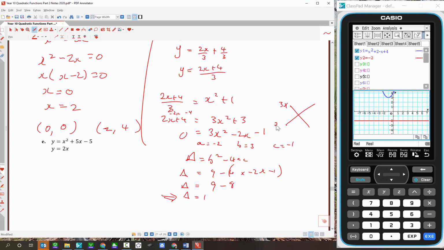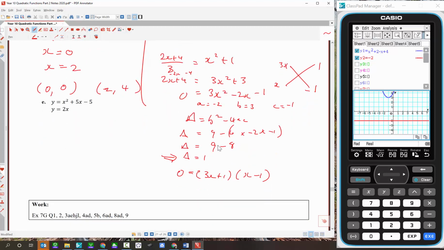So I've got 3x, x, 1, 1. Now this one is going to be negative. So we're going to go 0 equals (3x take 1) plus 1 rather, and (x take 1). What are our solutions? X is equal to negative 1/3, x is equal to 1.